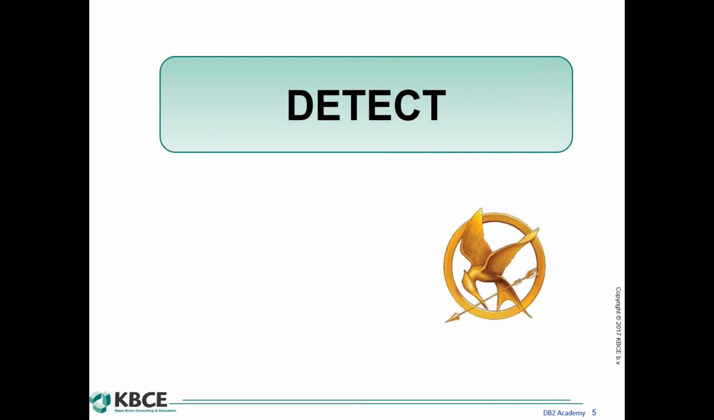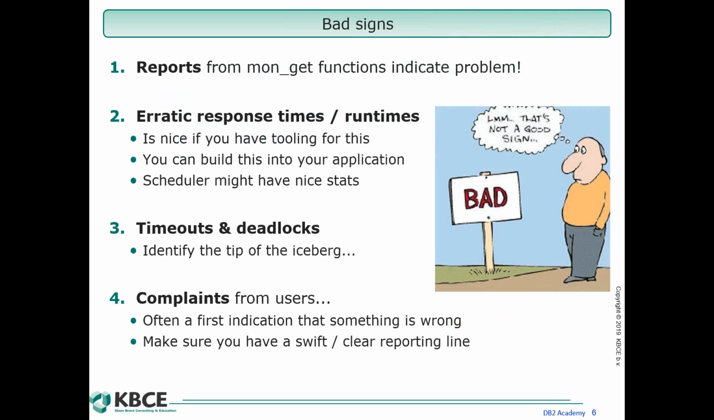Okay, back to the topic. First, we're going to talk about detecting problems. You're probably detecting problems because you're getting bad signs, as this guy is also seeing a bad sign. The first one you really like to be noticed from is actually the monget functions. You should set up some regular monitoring, doing some mongets and looking into what that produces. It's not that difficult. There are a lot of articles out there on how to do that, how you can store the result of the monget into a history table and maybe download it, make some Excel graphs out of it. There's lots of interesting stuff you can do with the monget. And of course, your second sign, and that is not good if that happens, is that you see that the response times are increasing.